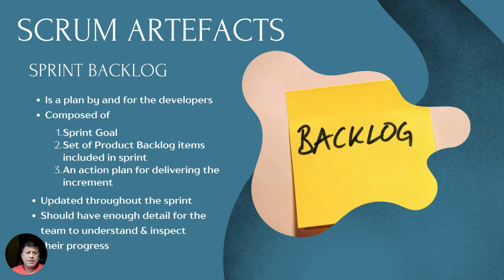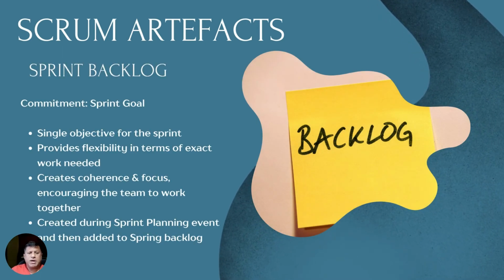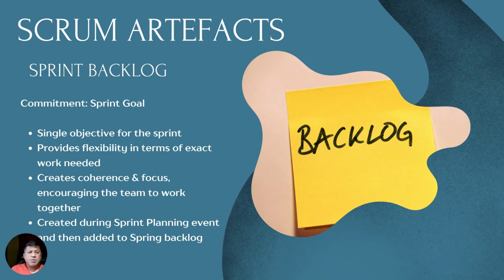Okay, moving on to the next artifact. Oops, we're continuing with the sprint backlog. Now, what we are committing to within the sprint backlog is the sprint goal. Again, we are trying to cover this a little bit more. What is a sprint goal? It is the single most important objective, the single focus for the sprint for the Scrum team. The goal remains fixed. What work happens for accomplishing that goal can change.